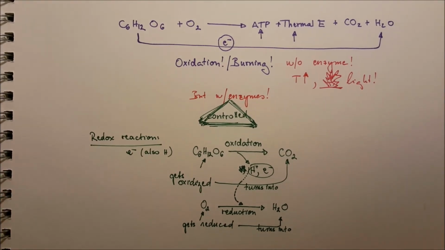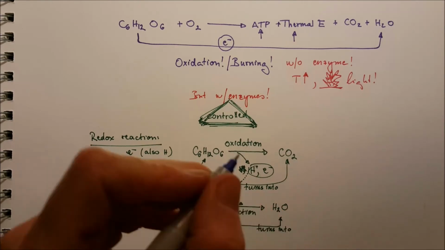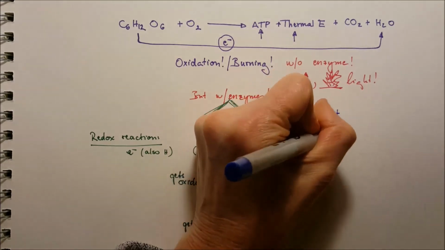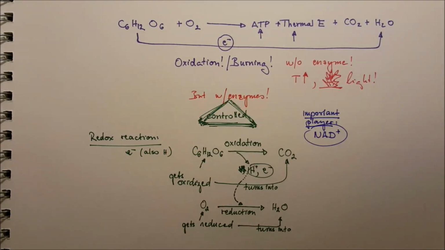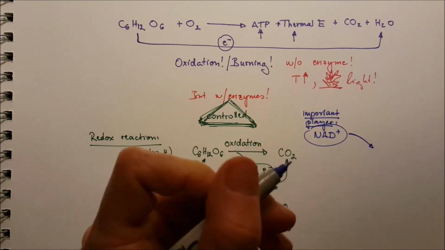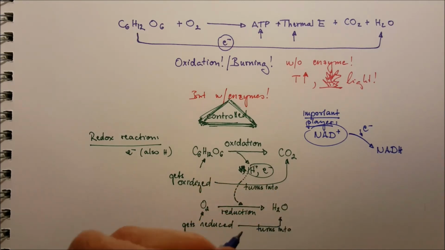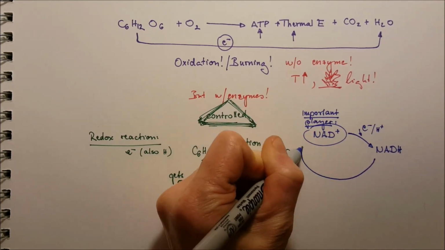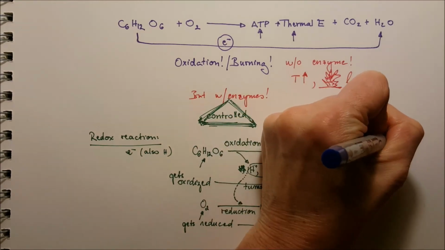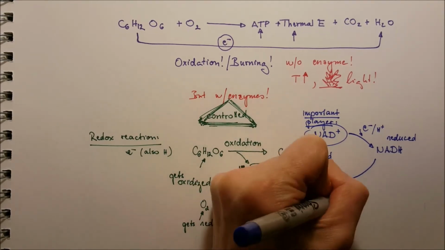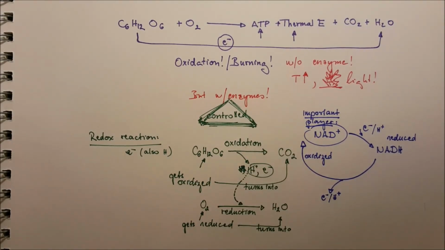The water in this particular chemical reaction is a waste product. An important player in the chemical reaction is NAD+. It's gaining electrons and protons and turns into NADH. When the NAD+ gains electrons, it's going to get reduced. When it loses electrons and protons, it's going to get oxidized.